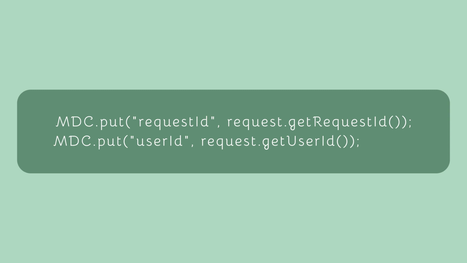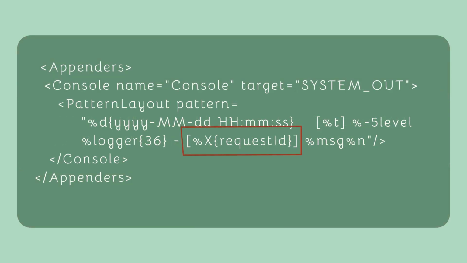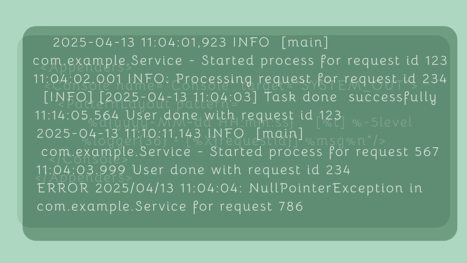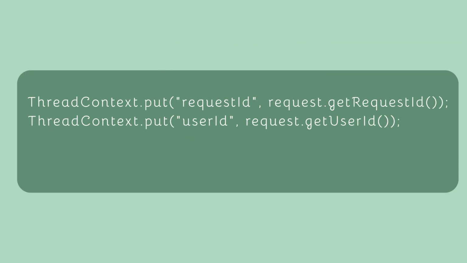Simply call MDC.put with a key and its value, which is specific to a request such as requestId. Now, use that key inside your log pattern in the configuration file, such as logback.xml. When the logs are printed, they can be identified for each request separately. MDC works with Logback. For Log4j2, you can use thread context.